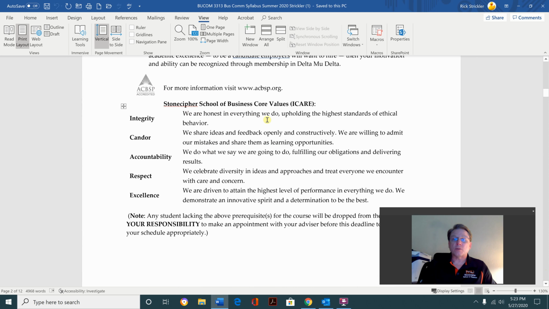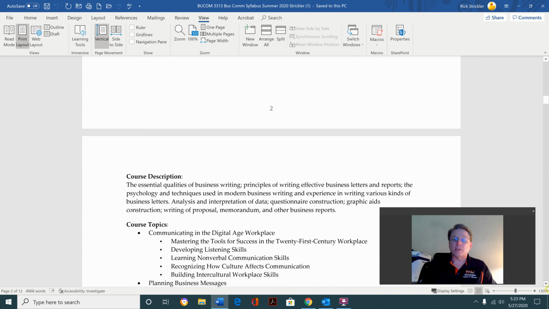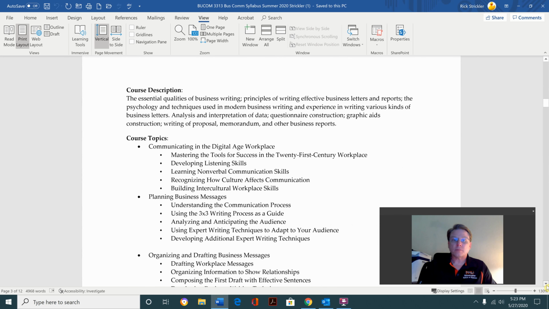And then here's the Stone School of Business Core Values, or ICARE. ICARE stands for integrity, candor, accountability, respect, and excellence. So if the dean ever asks you what the core values are, you could say ICARE, and then he'll say, what does ICARE stand for? And you can say integrity, candor, accountability, respect, and excellence. And if he asks where you learned that, you can say this class, and then I'll get a brownie point. But it's important to the school, so that's why we go over it.